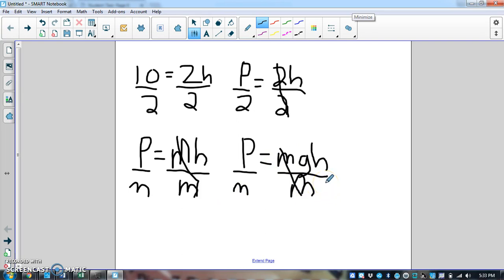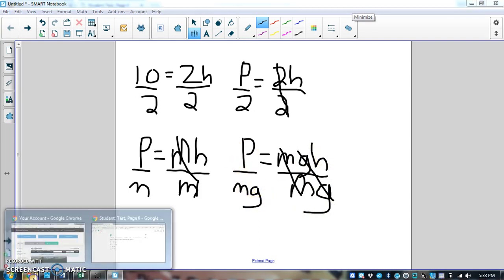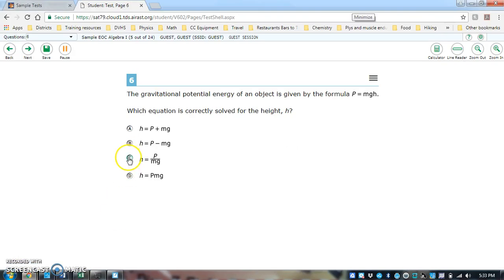Well, how did we get rid of the 2 or anything else in front of the H? We just divided it out because, again, G times H. So if I divide it, that gets rid of it. And lo and behold, I have P over MG is equal to H. That is this answer right here.